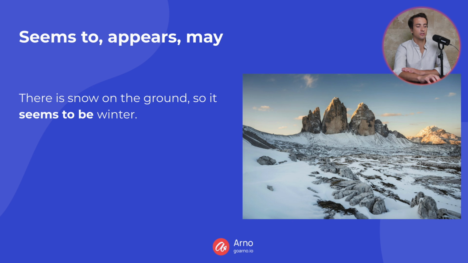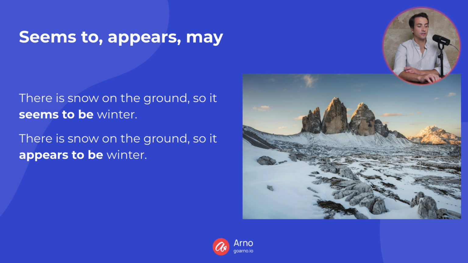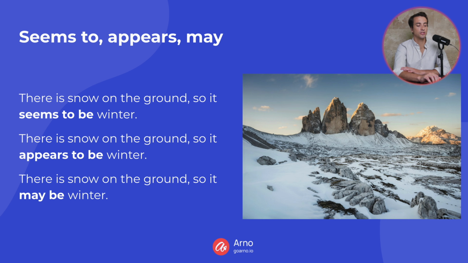So there is snow on the ground, so it seems to be winter. There is snow on the ground, so it appears to be winter. There is snow on the ground, so it may be winter. So all 3 of these sentences mean exactly the same thing. No one is more sophisticated than the other, so just remember which one is easiest for you to remember. But the important thing to note is that the grammar for these terms is a little different.